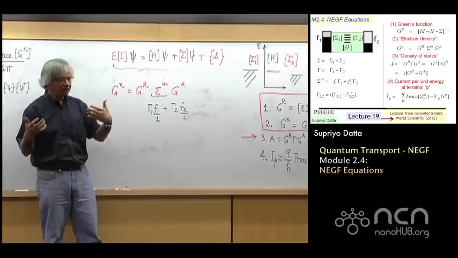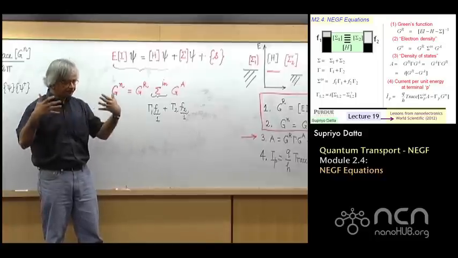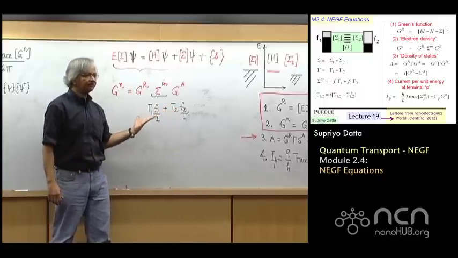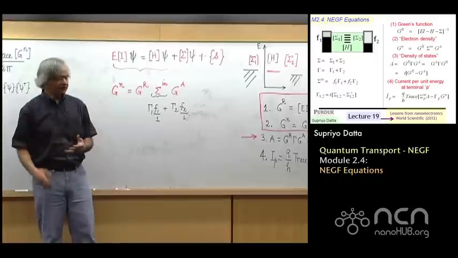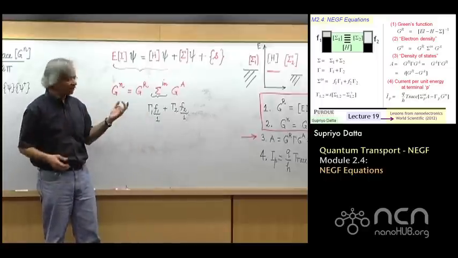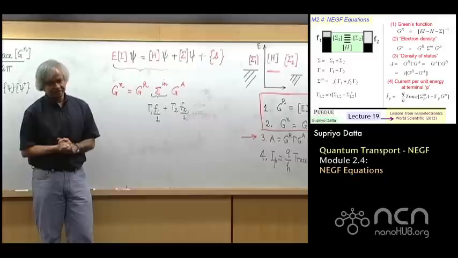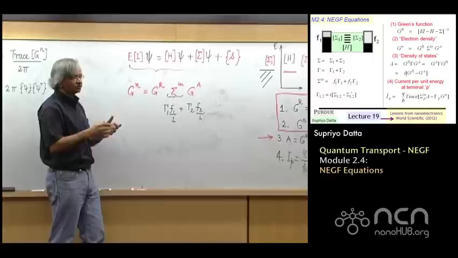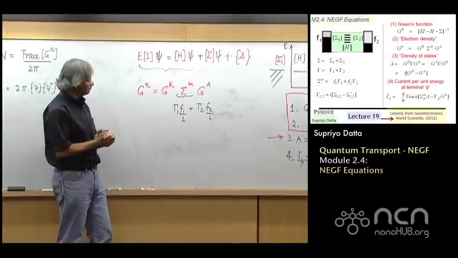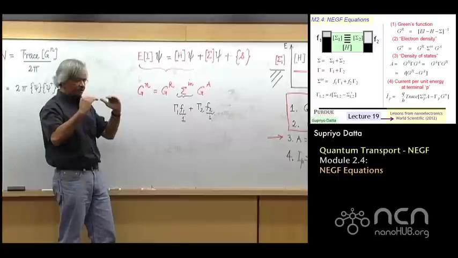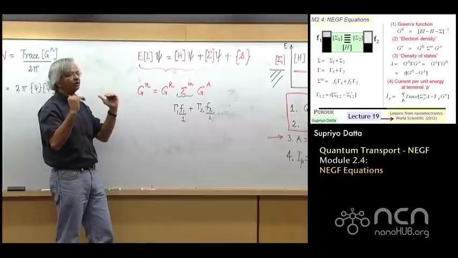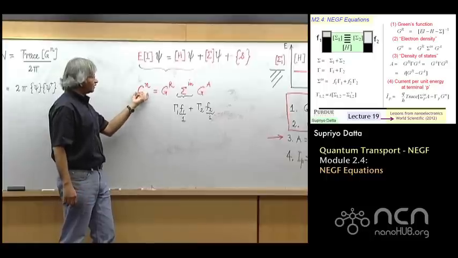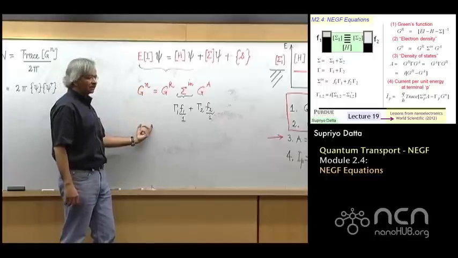Because you have one contact trying to fill it, another contact trying to fill it, trying to get an occupation factor of 1, so it will basically be filled. And if all the states are filled, then of course the electron density that you get, the number of electrons you get, is basically the number of states. Because remember, we have the states which are filled with electrons. So what Gn tells you is which of these states are filled. And the argument I'm making is, if at that energy the contacts have Fermi functions which are equal to 1, then all states are filled, and so what you calculate for Gn should essentially be the density of states.